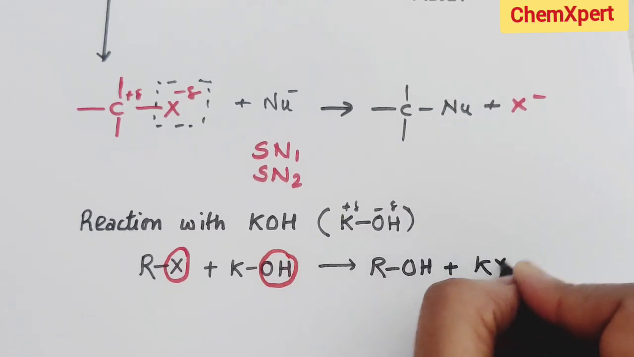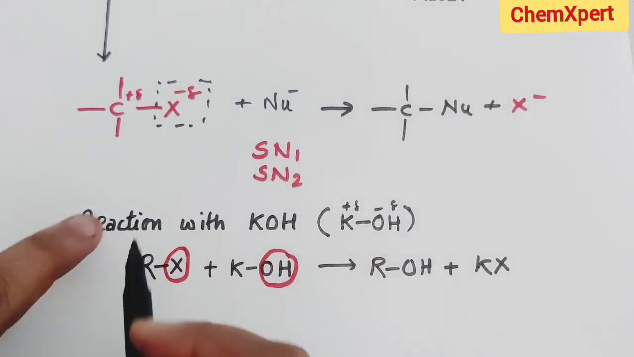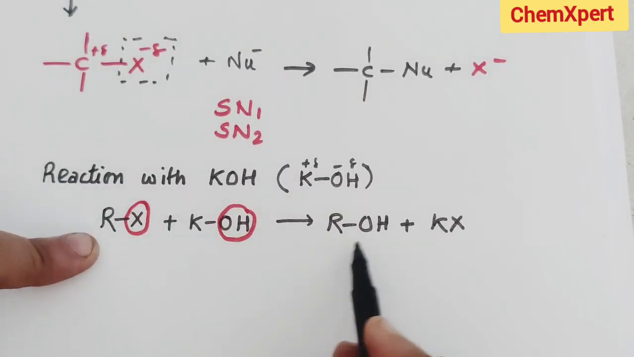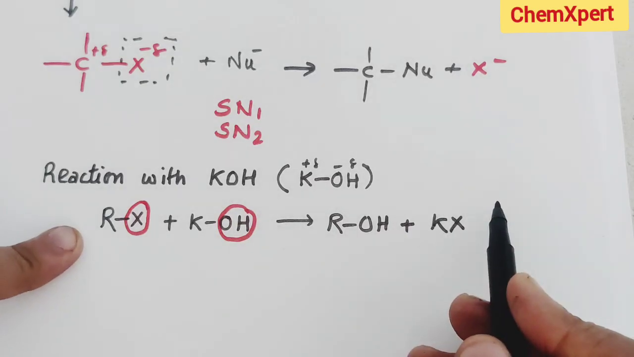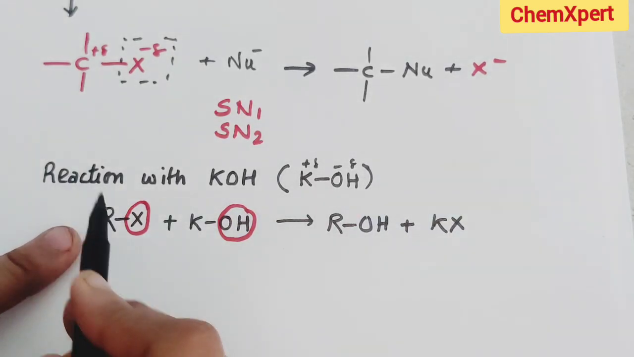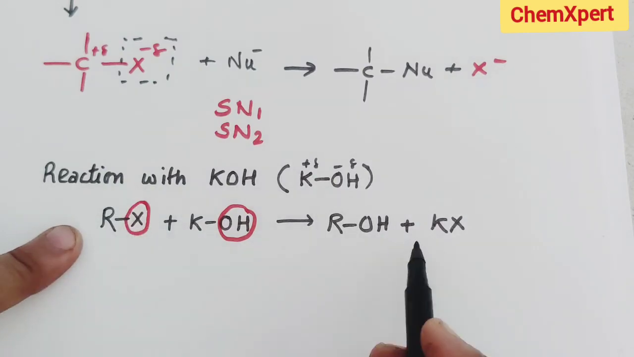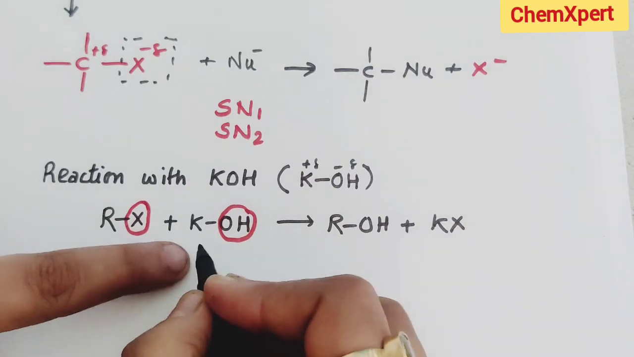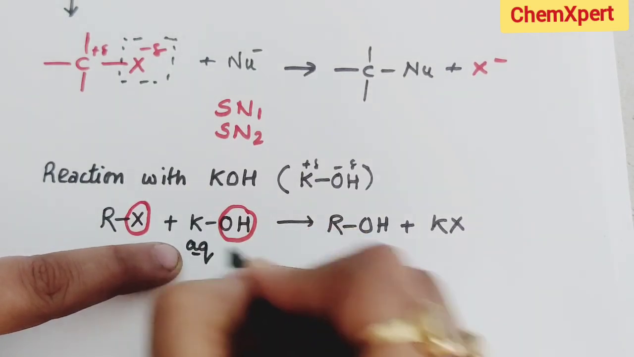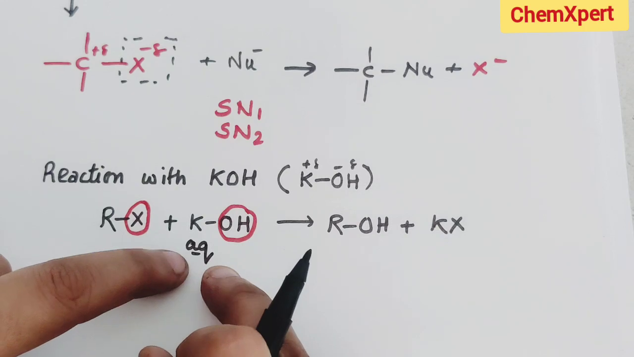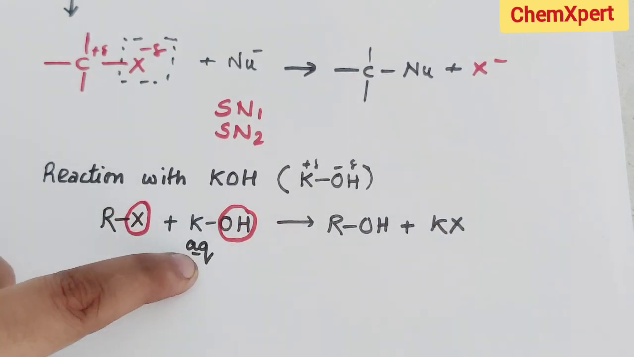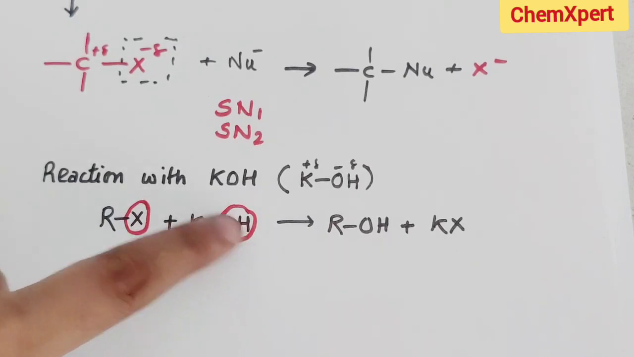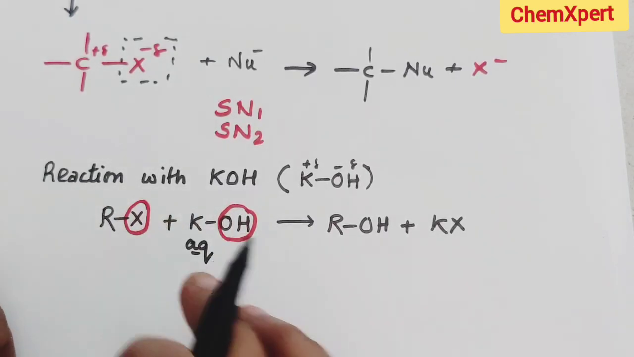and KX. Now one more important point: this is a reaction of haloalkane, but at the same time you are preparing alcohol, which is your next chapter in class 12th. In that chapter we will do the same reaction under the category of preparation of alcohol. So how is alcohol prepared? By the action of KOH over haloalkane. Now what type of KOH is it? It is aqueous KOH. We get a different product if the medium is changed. In case of aqueous KOH, it undergoes the substitution reaction, whereas when it is alcoholic KOH, it undergoes the elimination reaction, which we will discuss later on.